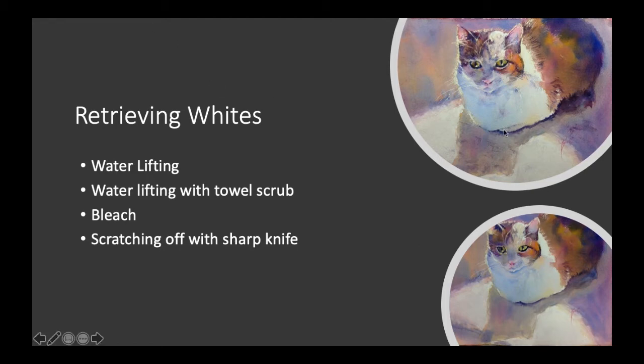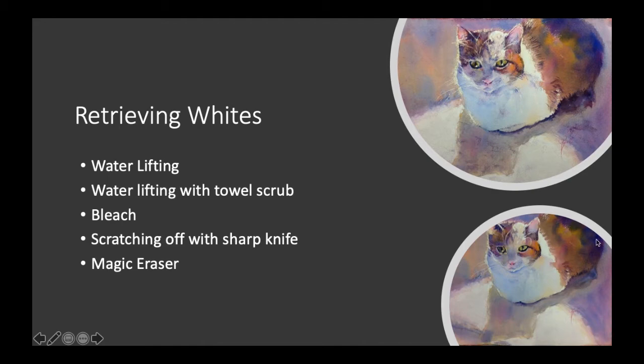So the cat has white hair. And you can see this is an earlier version of it where I felt like this eye was wrong and I didn't have any of the whiskers or anything. So I used a sharp knife to scratch back some of the whiskers. I used water lifting to get the eye shape back. I used just about every retrieval method in this, as well as saving some of the whites initially by painting around them or masking them off.